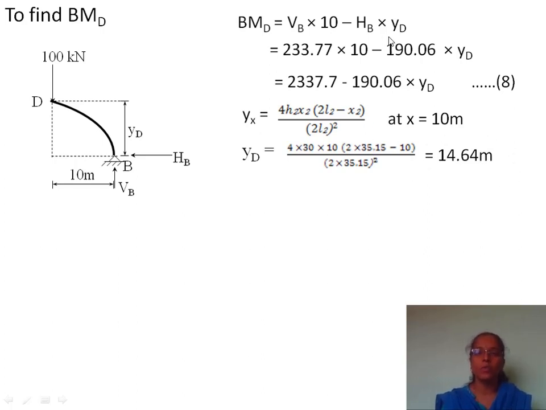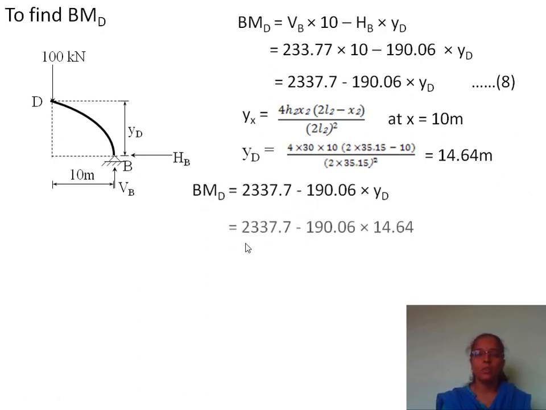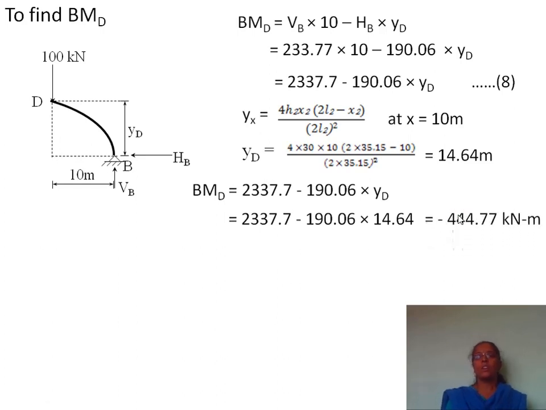So let us substitute the value of YD into equation 8 so that we can calculate the bending moment at D. That will be equal to 2337.7 minus 190.06 into 14.64, which gives a bending moment of minus 444.77 kilonewton meter. This is the bending moment at D. Now we have obtained the bending moment at the prominent points, so we can draw the bending moment diagram.